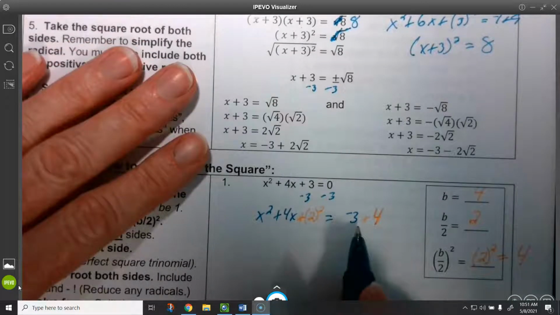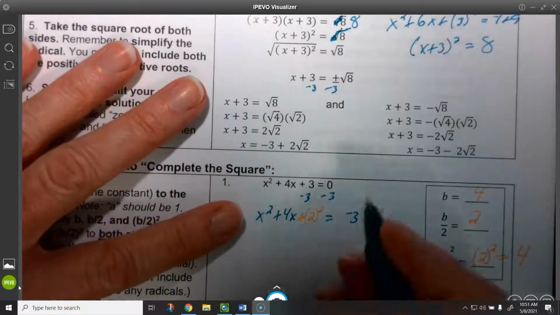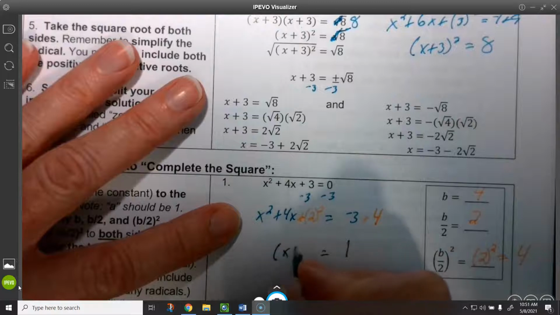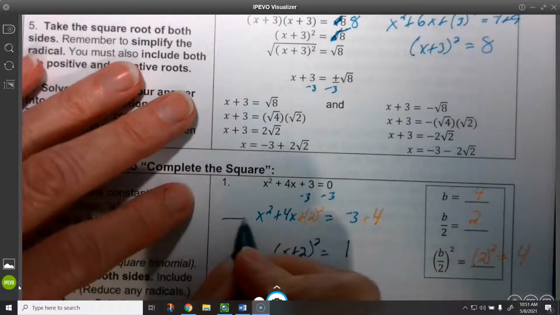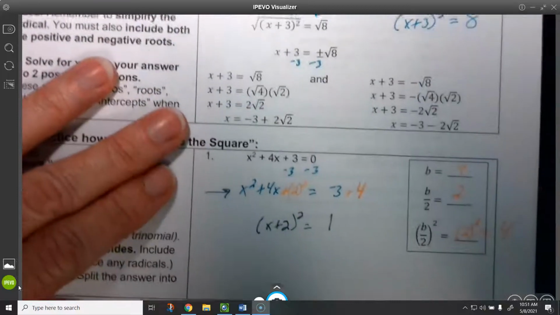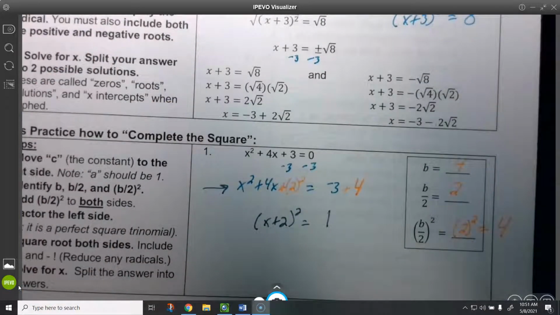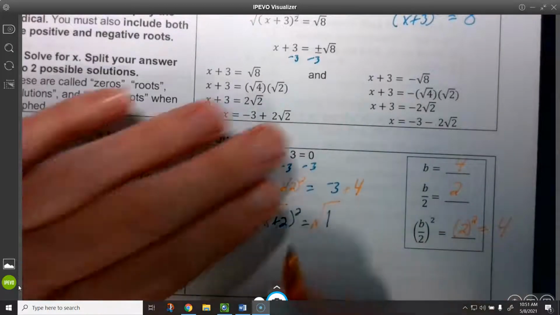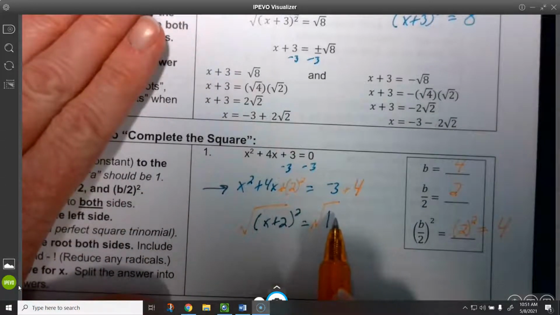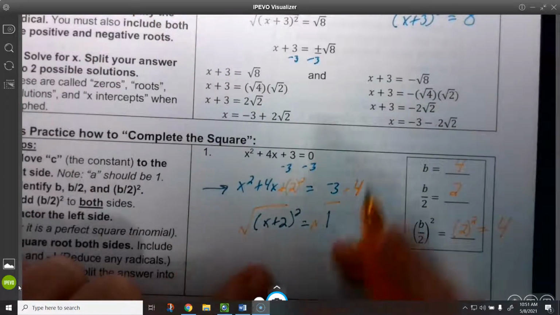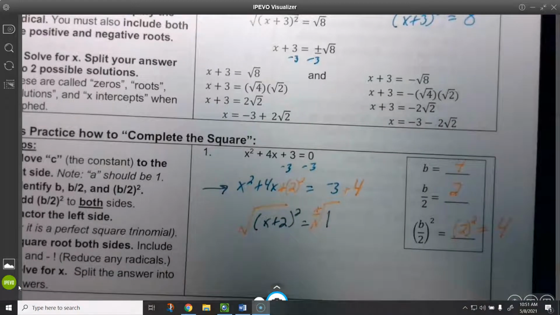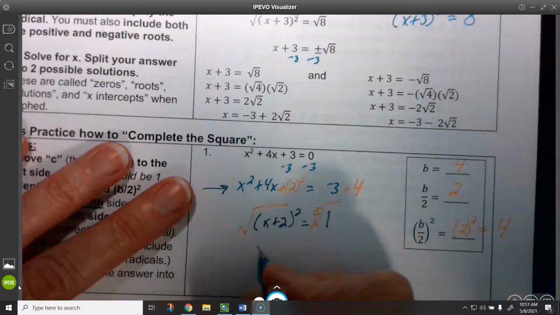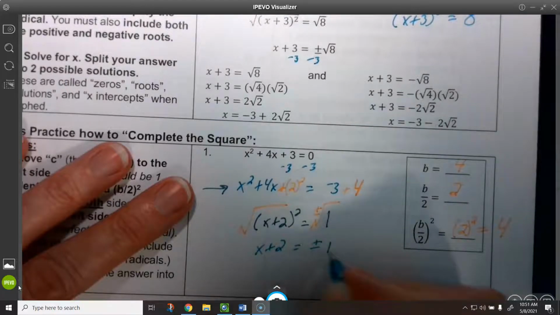Then, when I do that, I am going to take the square root of both sides. No, I'm not. I'm going to factor this. I'm going to simplify this. So that's 1. I'm going to factor this. This is x plus 2 quantity squared. Because this right here is a perfect square trinomial. Okay, now what we can do is that we can take the square root of both sides. Because I have a square term, I can take the square root of both sides. Remember, if I put the radical on, I have to put a plus or a minus. So we get the square root of a square term is just x plus 2. Plus or minus, square root of 1 is 1.